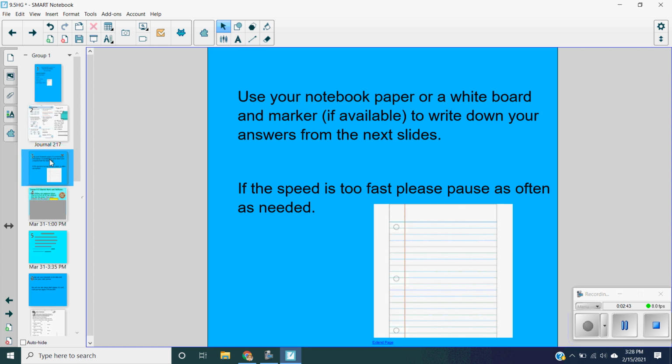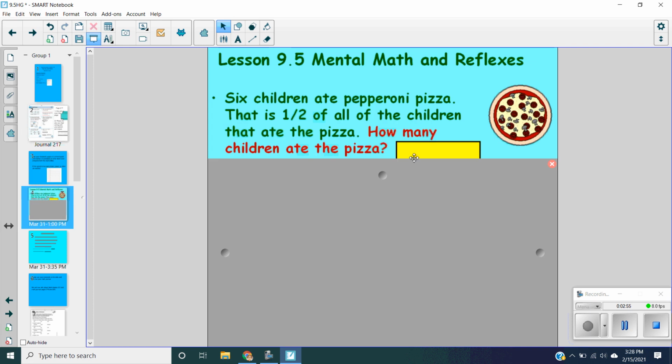For the next part of the lesson, if you could use either notebook paper or whiteboard and marker if available to write down your answers from the next slides. If the speed is too fast, pause as often as needed. So for our first question, we have 6 children and they ate pepperoni pizza. That is half of all the children that ate the pizza. So how many children ate the pizza? Press pause and play when you're ready to check.